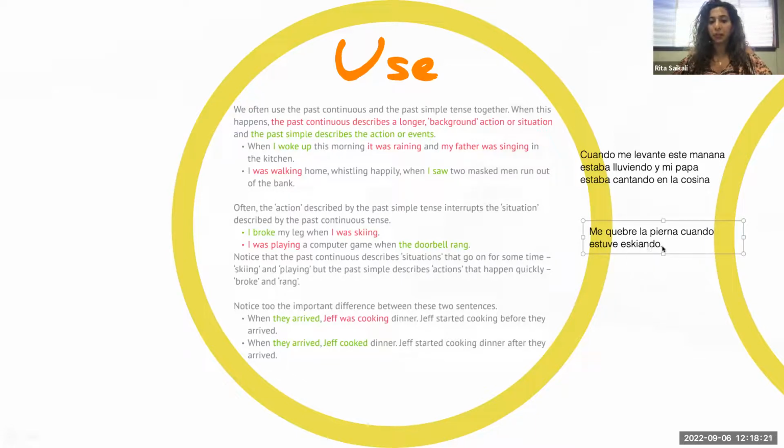I was playing a computer game when the doorbell rang. ¿Qué estaba pasando? Estaba jugando en la computadora cuando... Yo estuve jugando en la computadora. Cuando la campana. La campana de la puerta. El timbre de la puerta. El timbre. El timbre.